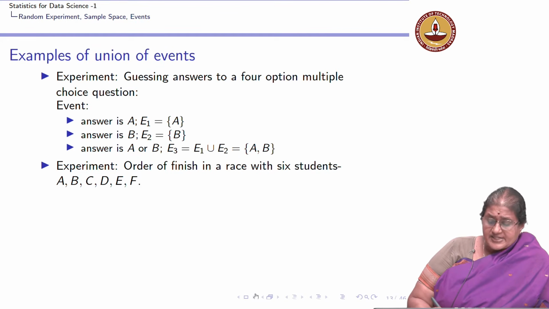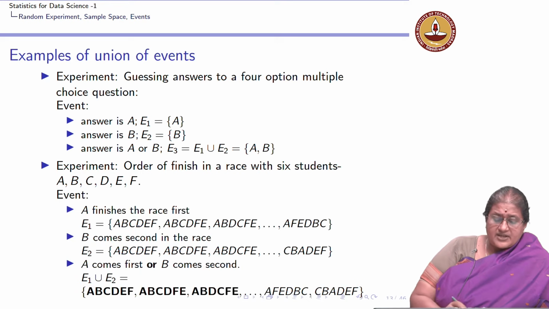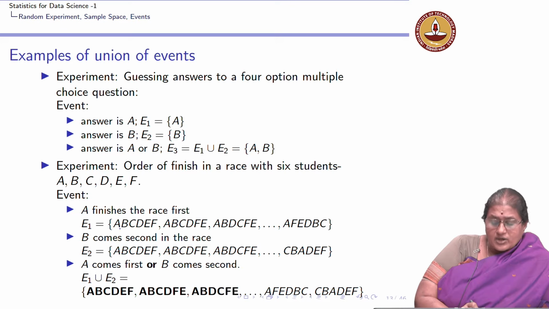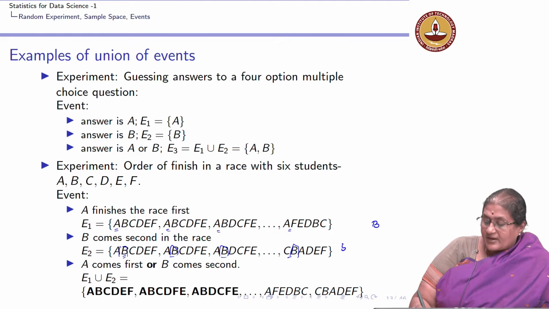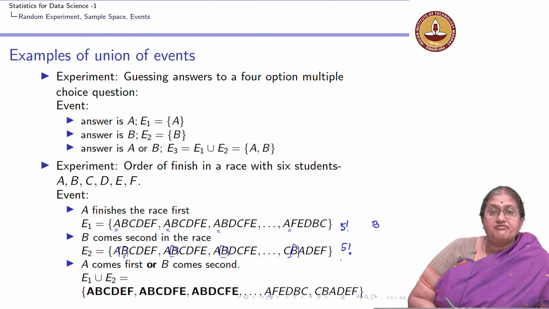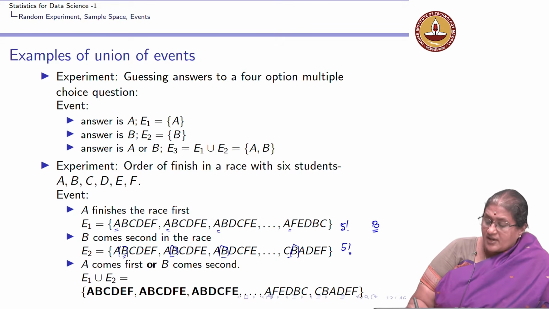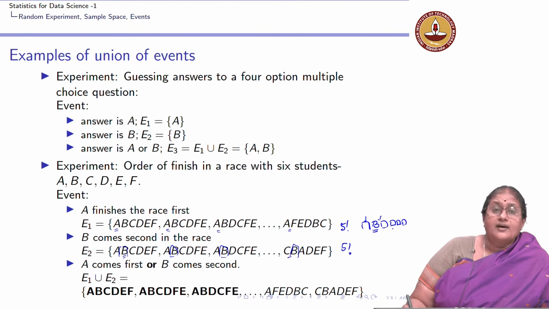Order of finish in a race. Suppose my event E1 is A finishes the race first. In this, I have all the outcomes where A is finishing first. Event E2 is B coming second in the race. You can see that B is occupying the second position here. Again, I fix B in the second position. Total number of outcomes here is again 5 factorial, because I fix B in the second position. The other 5 places can be occupied by the 5 available alphabets, and that can be done in 5 factorial ways.